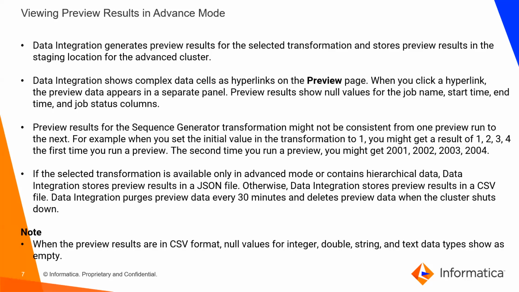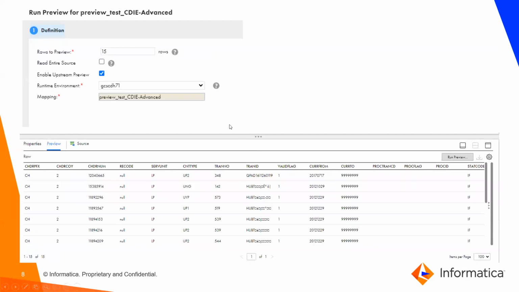If the selected transformation is available only in advanced mode or contains hierarchical data, data integration service stores the preview results in a JSON file. Otherwise, data integration stores the preview results in a CSV file. Data integration purges preview data every 30 minutes and deletes preview data when the cluster shuts down. Note, when preview results are in CSV format, null values for integer, double, string, and text data types are shown as empty. Moving on.